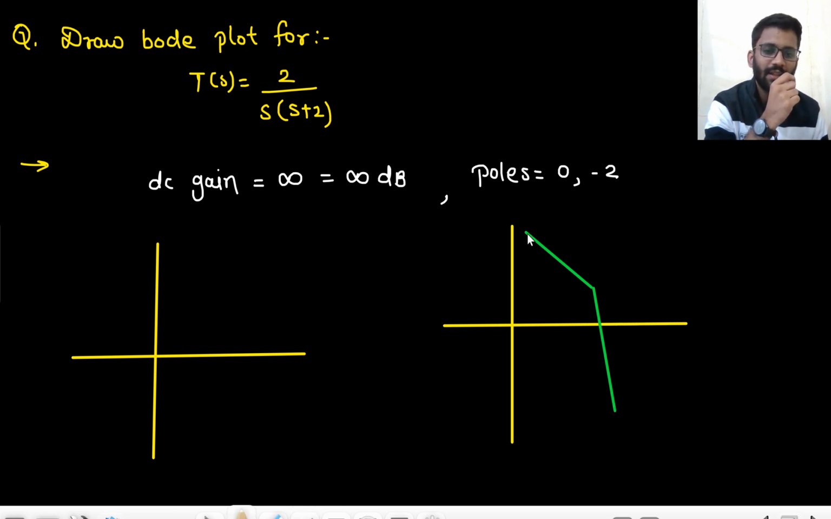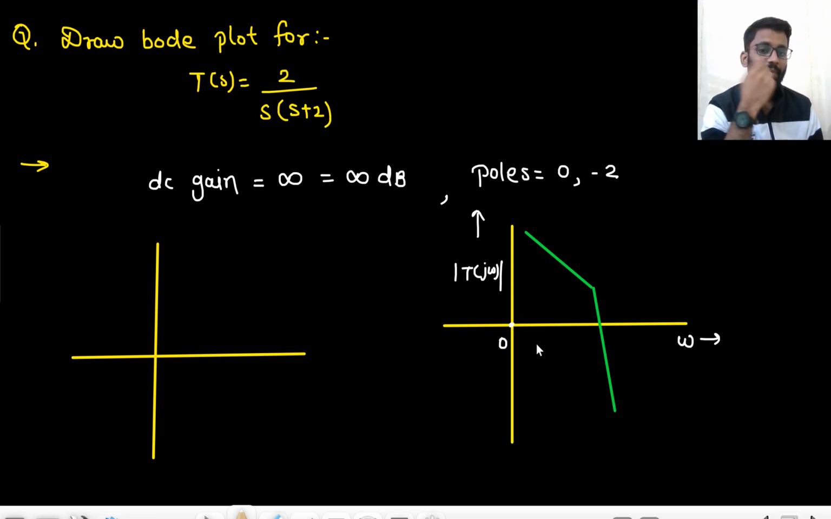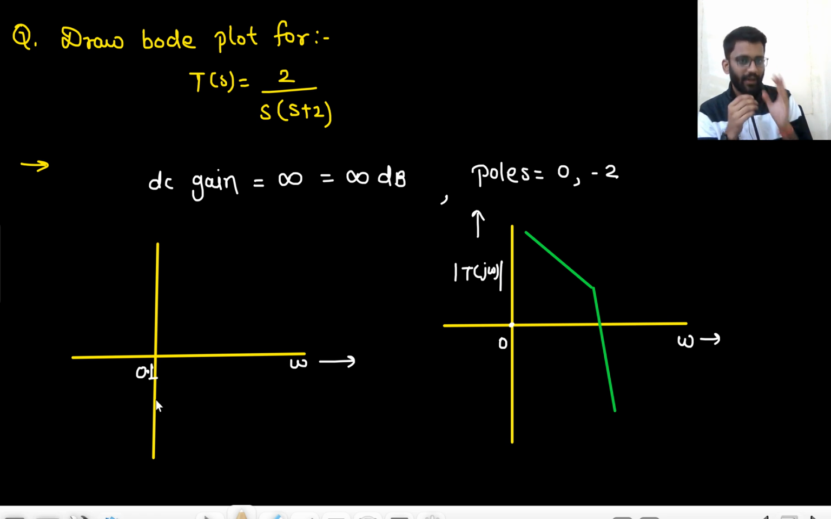Why did I not join this line like this? Because the gain is infinity there, right? So I can't join the line. But is this graph correct? As I said that at omega goes to 0, I am having an infinite gain. But this is not omega goes to 0 in Bode plot. This is omega goes to 0.1. In Bode plot, this point is omega equals to 0.1, not omega equals to 0. Are you getting it?